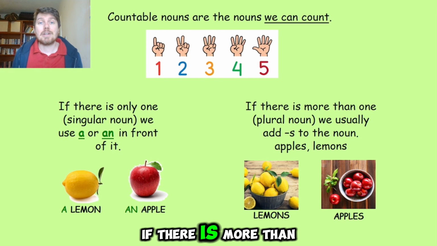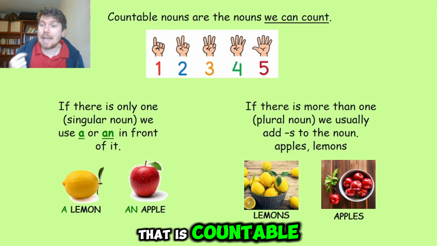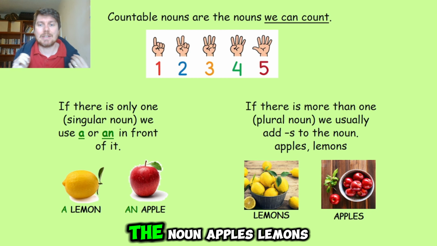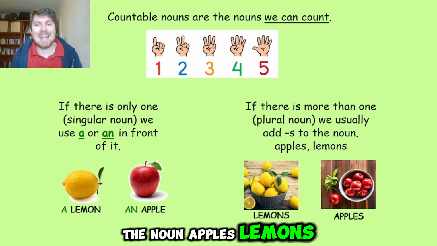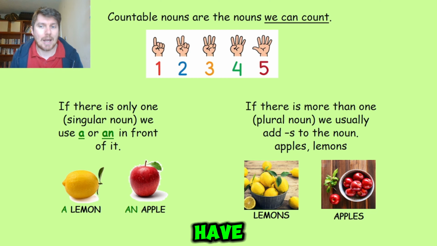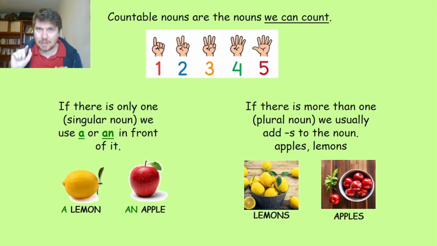Perfect. If there is more than one of a plural noun that is countable, we usually add S to the noun. Apples, lemons. How many apples do you have? I have 5 apples. Okay?